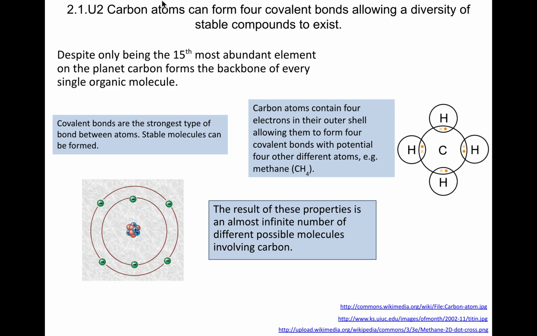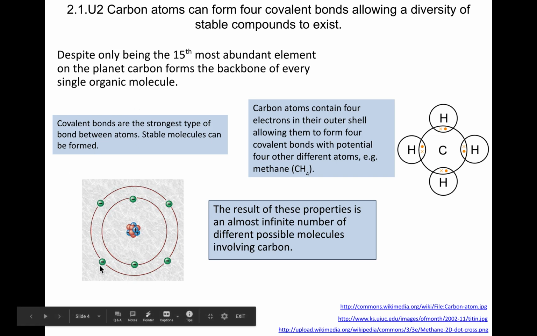Understanding 2 is about carbon. Carbon atoms can form 4 covalent bonds, allowing a diversity of stable compounds to exist. Carbon is the most important element when it comes to living things. And even though it's the 15th most abundant, so it's not the most, but it's 15th most abundant on our planet, it forms the backbone of every single organic molecule. And the reason is because of this.